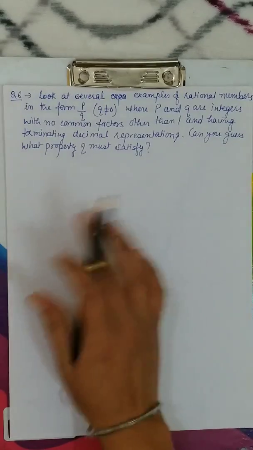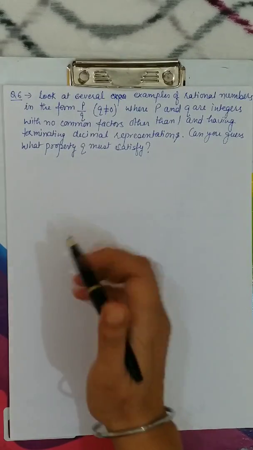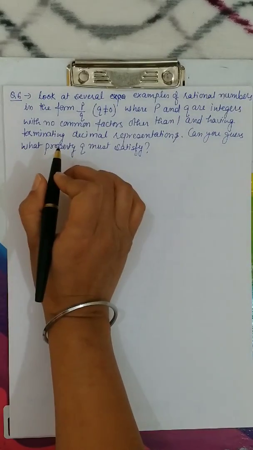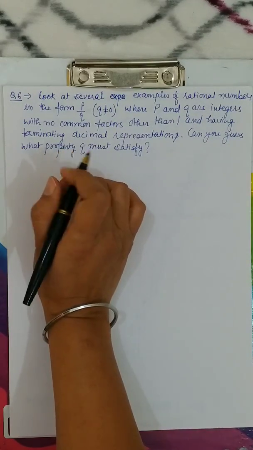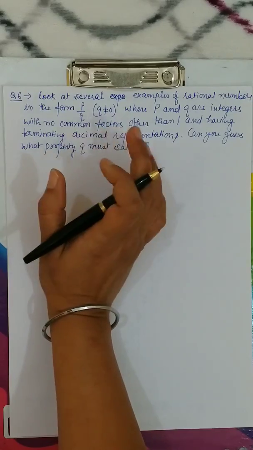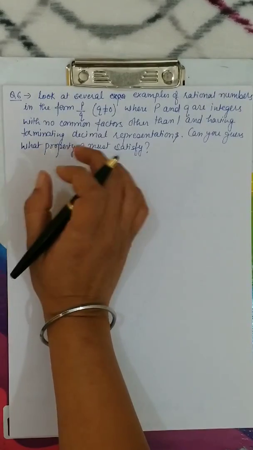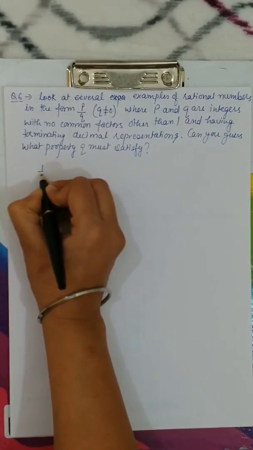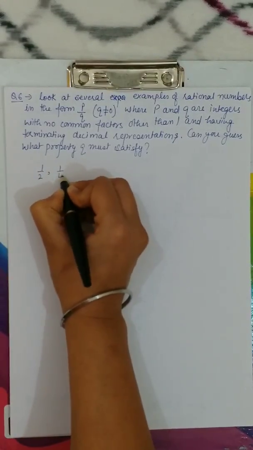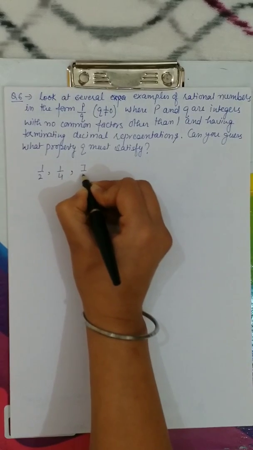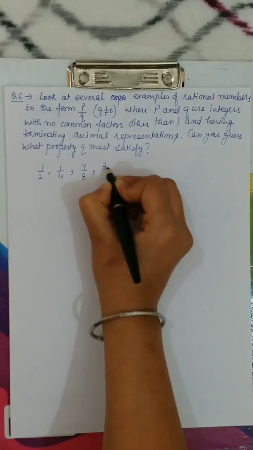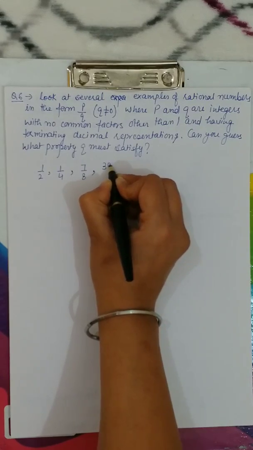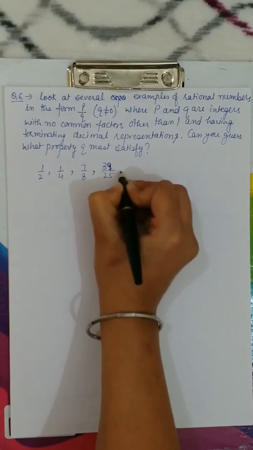Just to explain this question, let's take some examples. I'm taking some fractions, clear, in which p and q both are integers and they do not have any common factors other than 1. So let's take 1 by 2, 1 by 4, 7 by 8, 39 by 25.